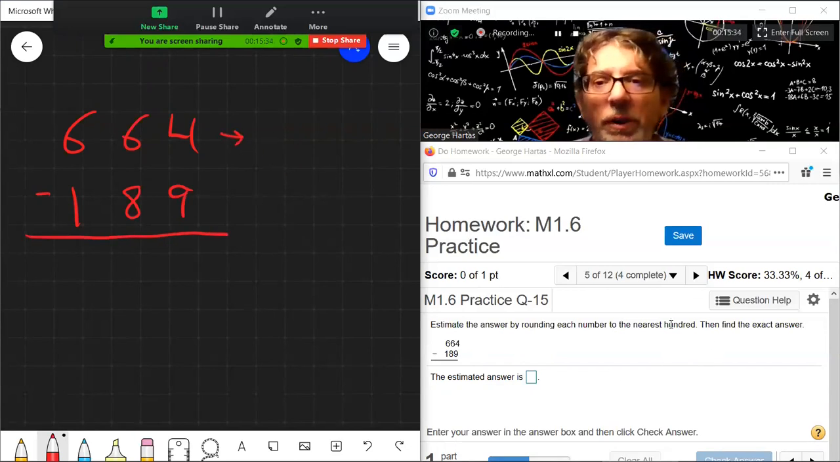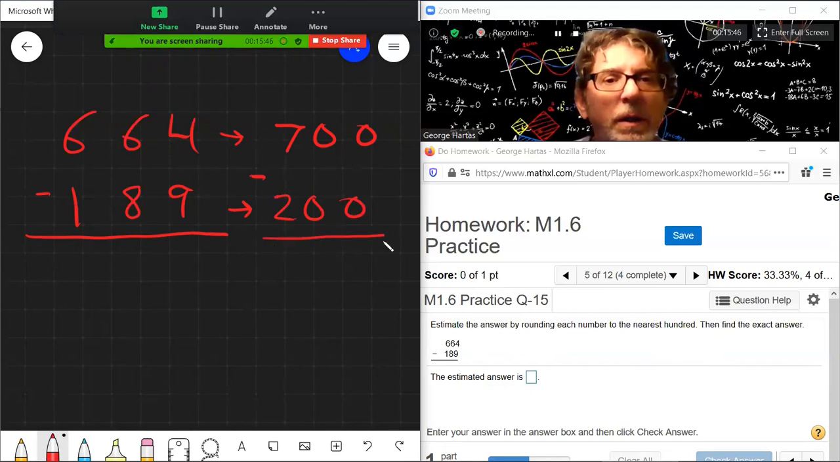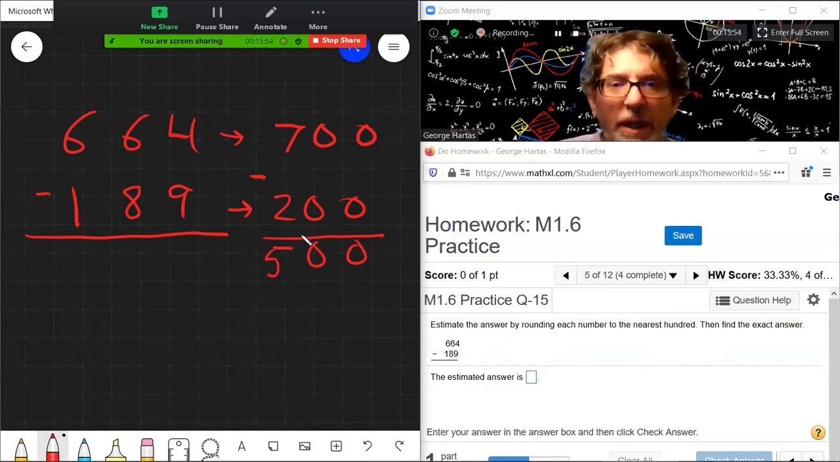We're going to round to the nearest 100. So the top number becomes 700. The bottom number becomes 200. And now we're going to subtract: 700 minus 200 is 500. So the estimated answer is 500.